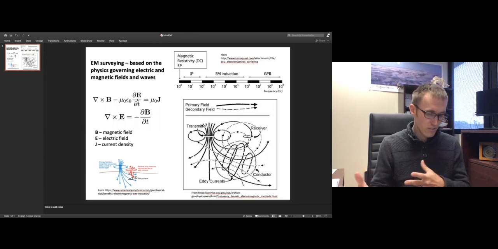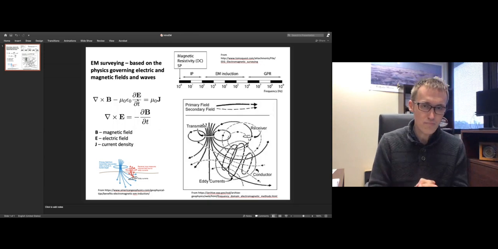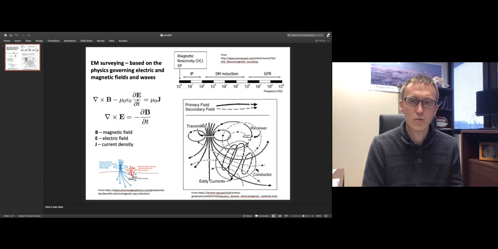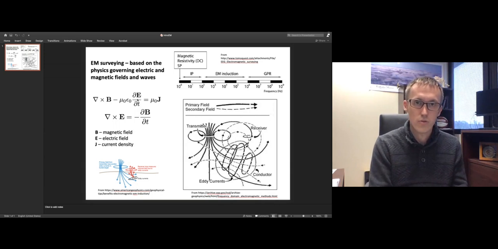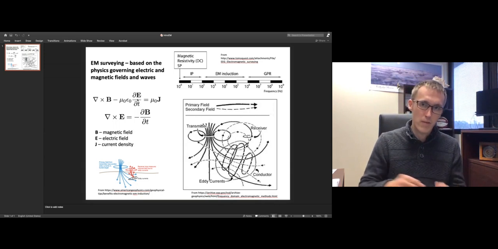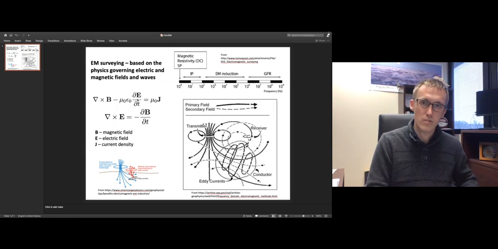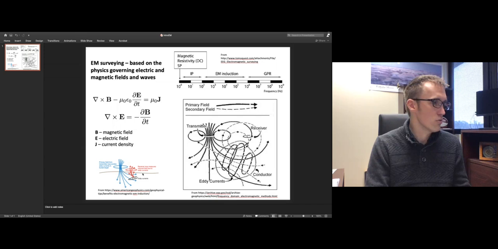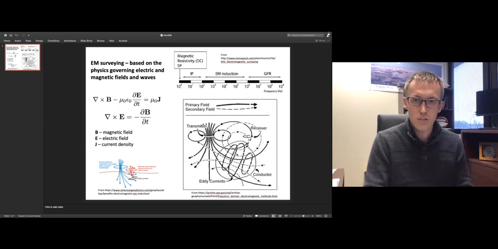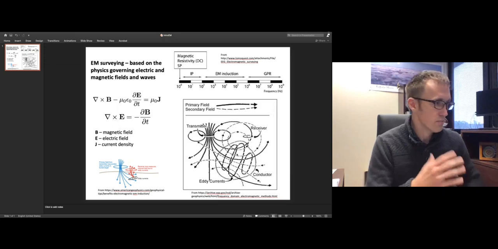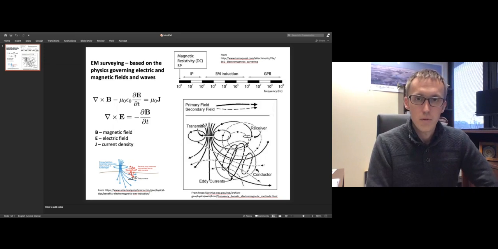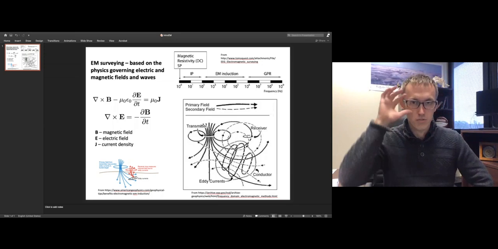And I have another video posted from a YouTube channel called Crash Course, where they go into this concept in much more detail. A magnetic field induces an electric field, which induces a magnetic field, and so on and so forth. Now I have here in these two diagrams, the smaller one in color and the larger one in black and white, I just wanted to give you guys two different perspectives. They're basically showing the same thing, but this is essentially what we're doing in EM surveying.